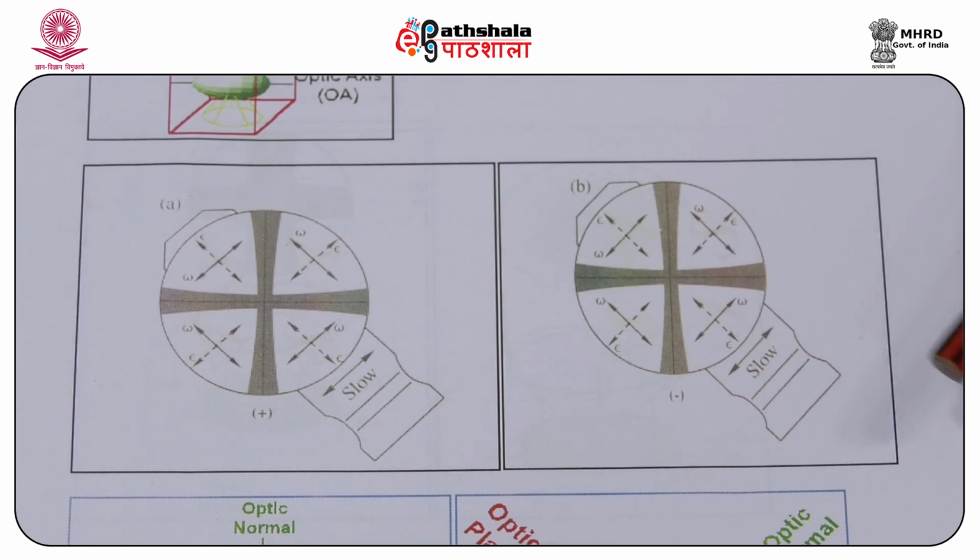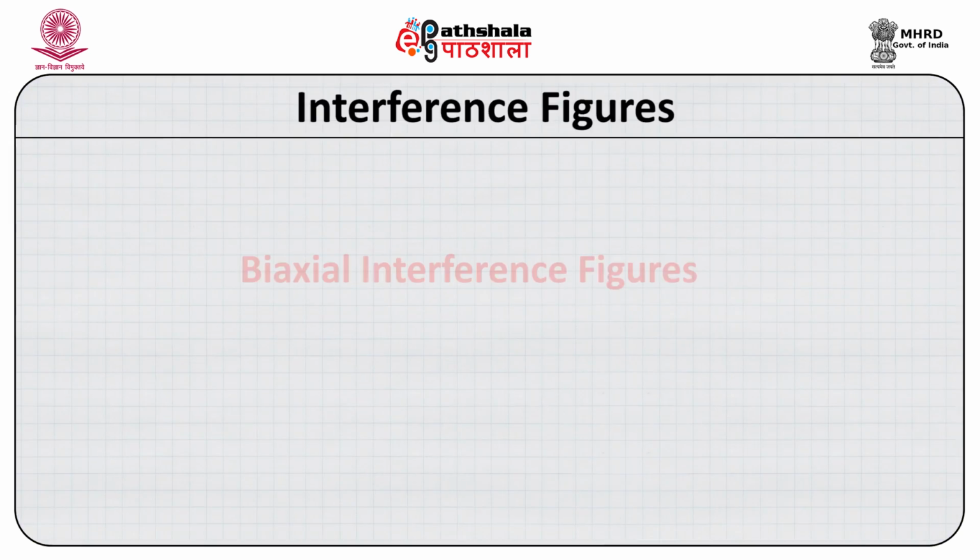Any kind of plate, whether gypsum plate or quartz plate, can be used to determine this optic sign using the optic axis interference figure for determining the optical sign of uniaxial minerals. Having discussed the uniaxial interference figure, we will now move on to the biaxial interference figure.